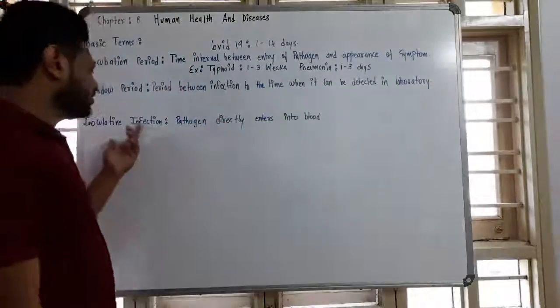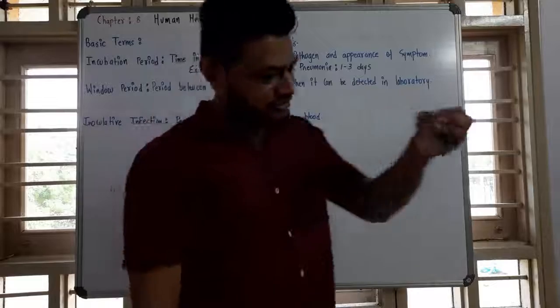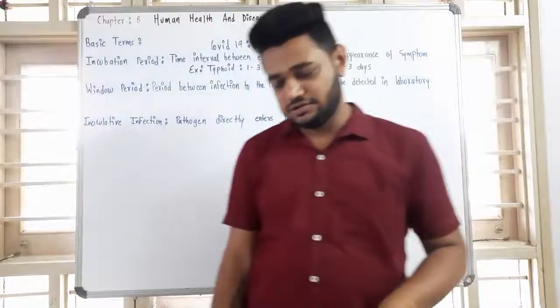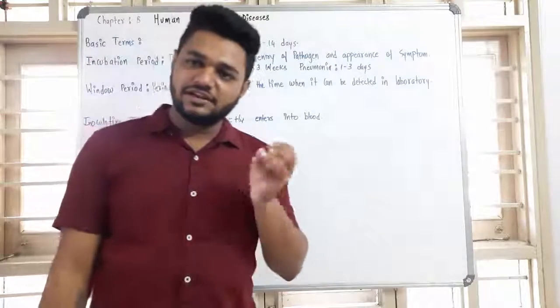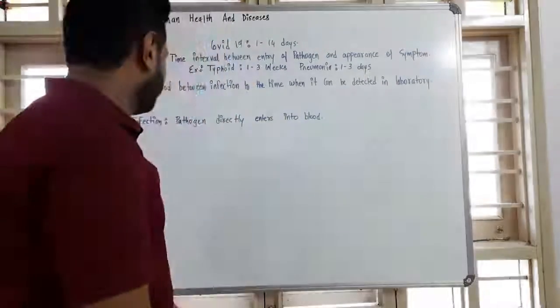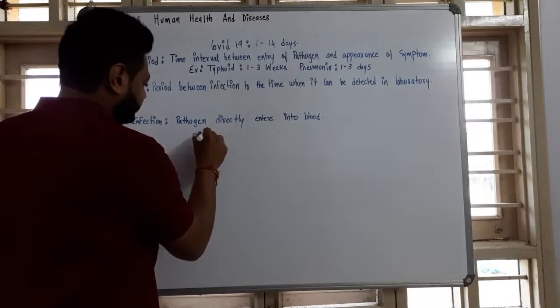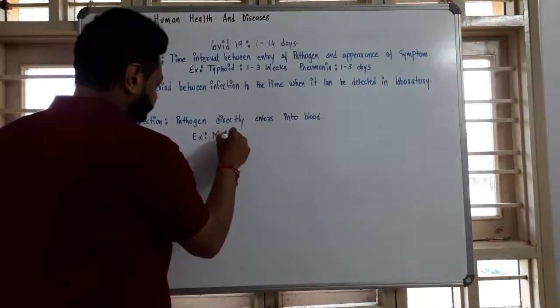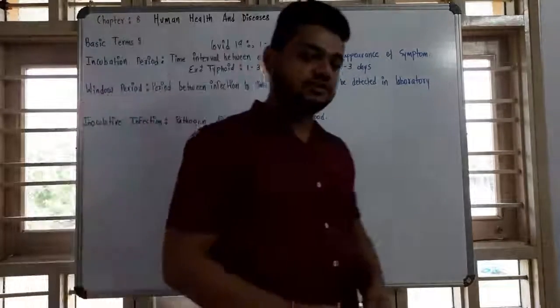And the third one is inoculative infections. In certain diseases, pathogens directly enter the blood. Let's say malaria. The malarial parasite directly enters the blood, and that is called inoculative infection. So these are the basic terms.